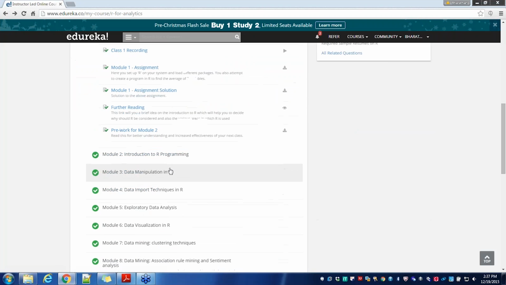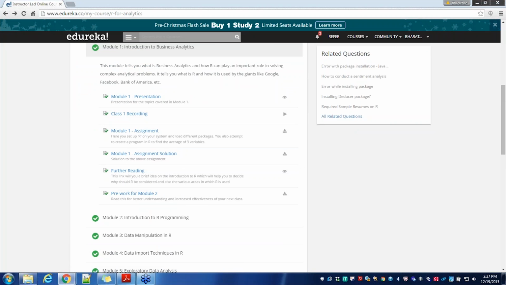So the structure within the course content tab is that you will have all of the modules listed one below the other. So this will give you a good sense of the curriculum for this program. Within each of these modules, you will see the presentation, which we shall use as the driver or as the core content for our class for that day. You would also observe assignments and solutions to assignments below these presentations, and also some further reading material and pre-work for the subsequent class.